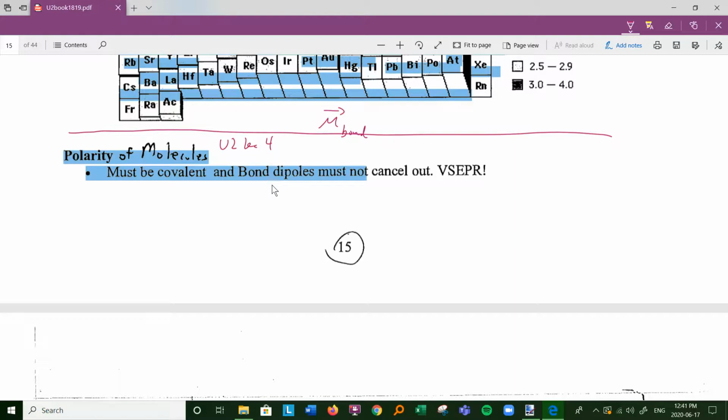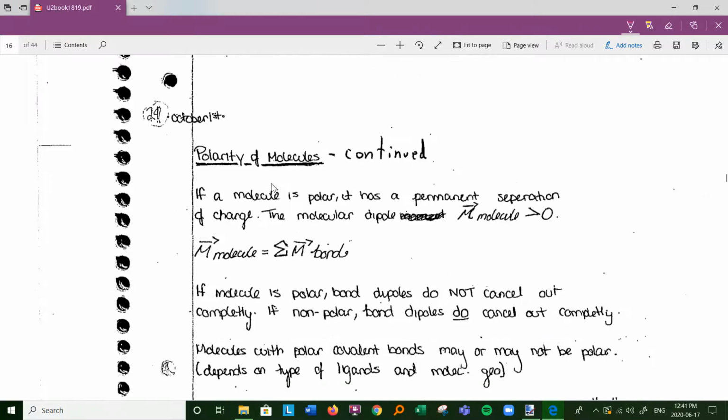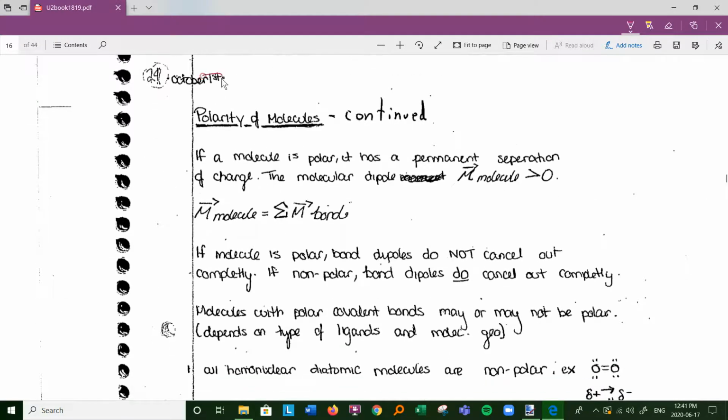If a molecule, I'm focusing on covalent molecules here, has the bond dipoles not vectorially canceling out, then it is a polar molecule. Otherwise, it's not. So let's go here. And in the handwritten part, polarity of molecules continued. If a molecule is polar, it has a permanent separation of charge.